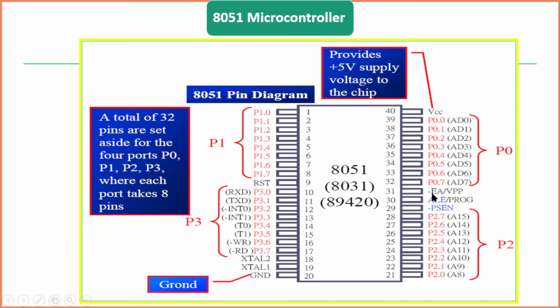Then we have external access. External access means, you know, that the 8051 has internal memory, but we can connect external memory also. Whenever we are using external memory, from the first memory location itself, this pin should be connected to ground. If you are connecting ground here, then the microcontroller will fetch all the programs from external memory through the address and data lines. That is external access.